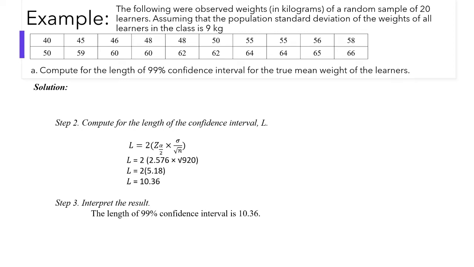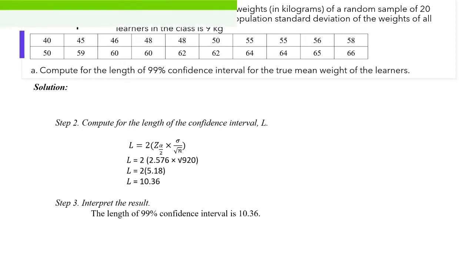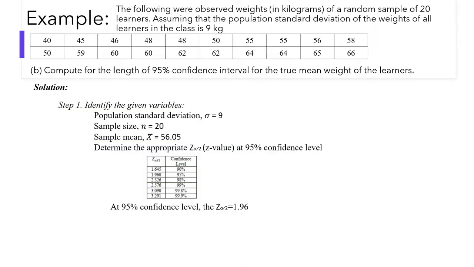Step 3. Interpret the result. Since the length of the 99% confidence interval is 10.36. Let's have the same example.